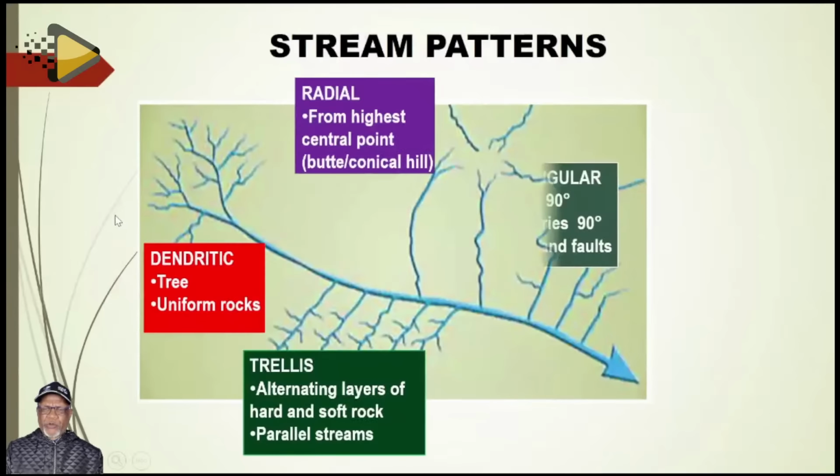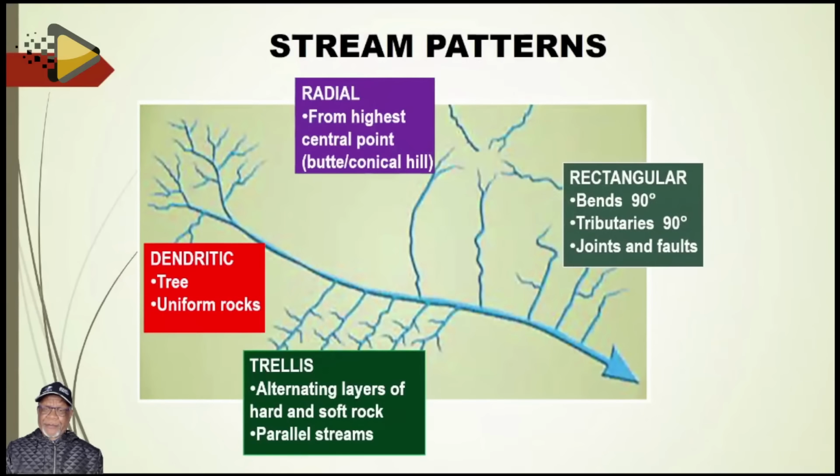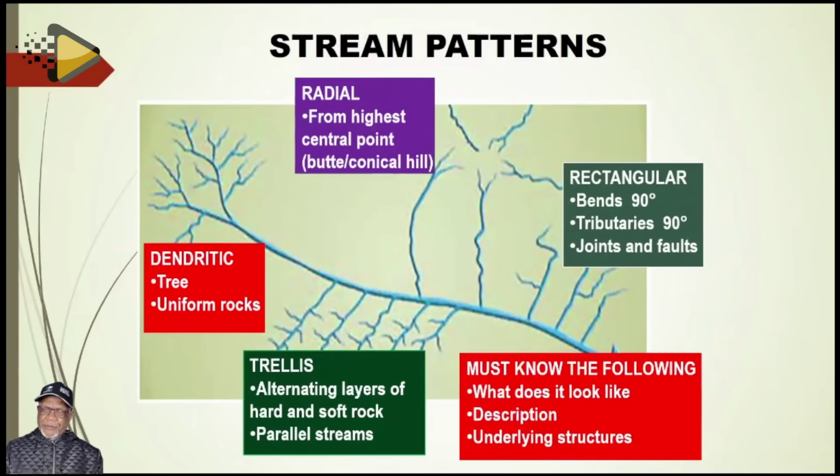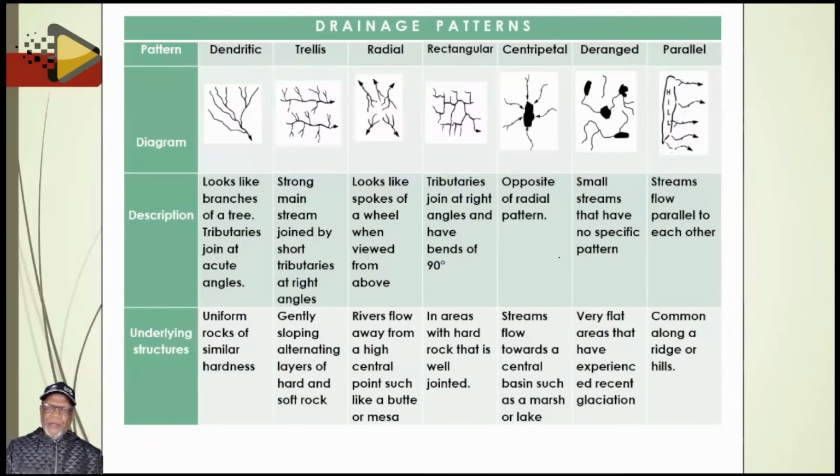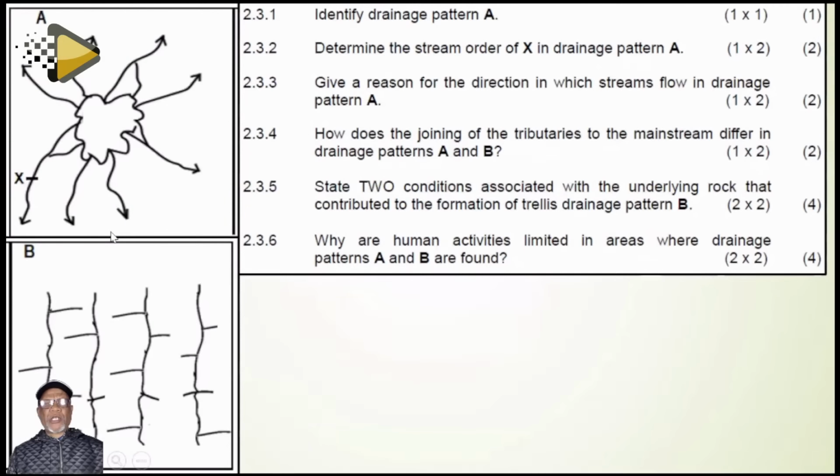Then we have stream patterns. We've got different patterns that we have studied. So we have the dendritic pattern. You must be able to describe it, and you must be able to tell what the underlying rock is. We have the trellis pattern, radial pattern, rectangular pattern, centripetal, deranged, and parallel. So we have different types of drainage patterns. Let's look at a few activities on drainage patterns.